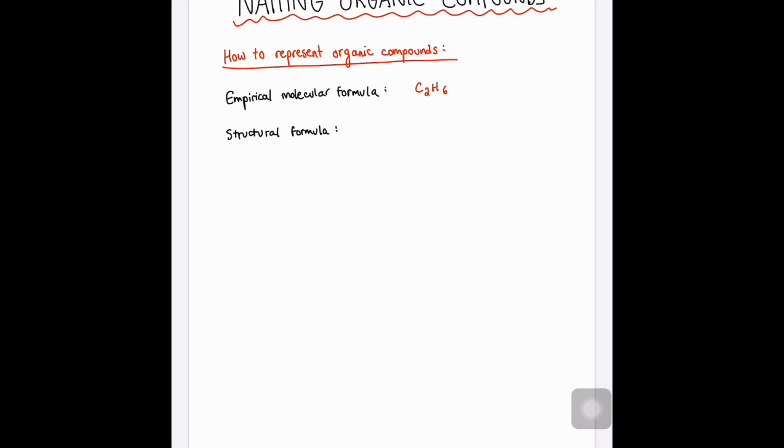Now this one is the most annoying to draw because it's so tedious, but it's really helpful in naming organic compounds because you can see exactly where each element is and the bonds between the elements. But frankly, I'm honestly usually too lazy to draw the full structural formula, so I'll use the condensed version instead.